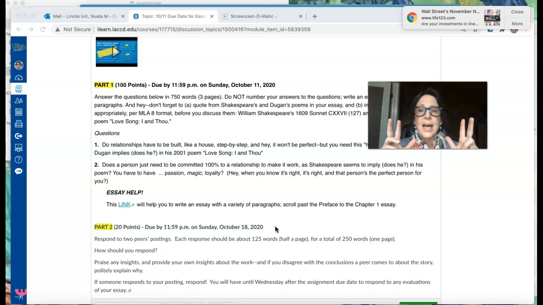Week 6, which is this week, we are going to write the essay. And week 7, we're going to post peer evaluations. You'll post 2, and you'll respond to anybody who evaluates your posting, including myself. I will evaluate your posting. I'll ask you questions, and you'll need to answer them. That's part of your grade.